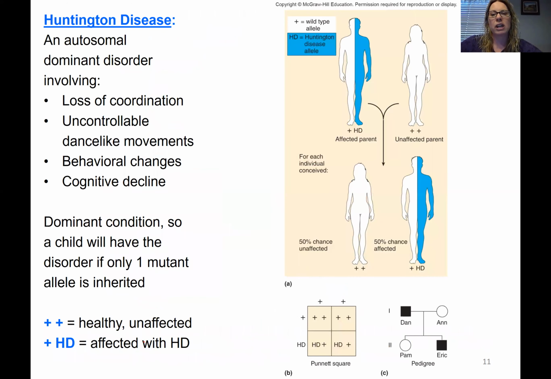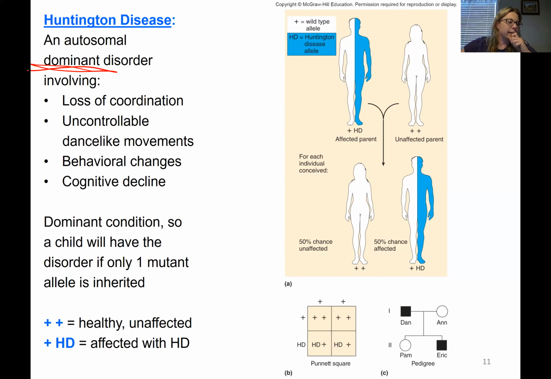Okay, now another type of disorder is an autosomal dominant disorder. Cystic fibrosis is recessive. This is a dominant disorder, and Huntington's disease is characterized by loss of coordination, behavioral changes, and cognitive or mental ability declines, and a person with Huntington's disease may have uncontrollable dance-like movements. They cannot control their muscles.